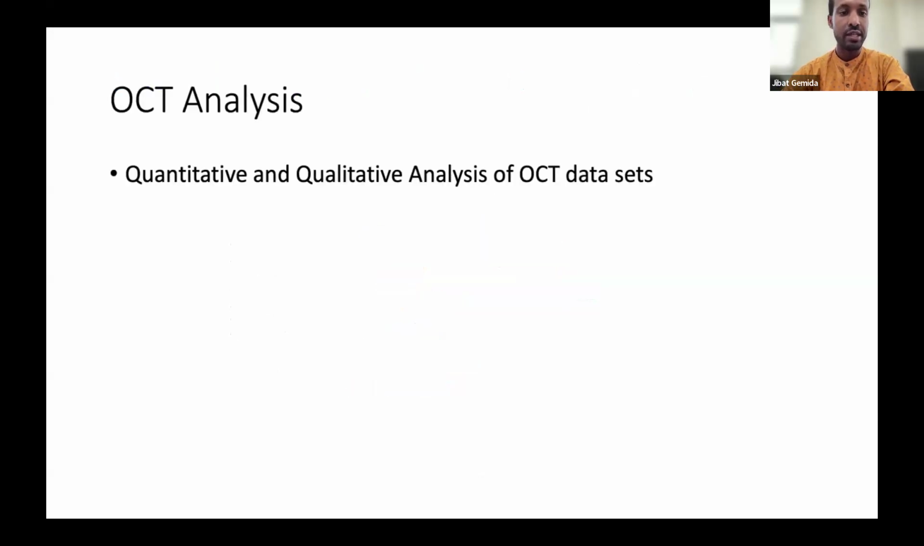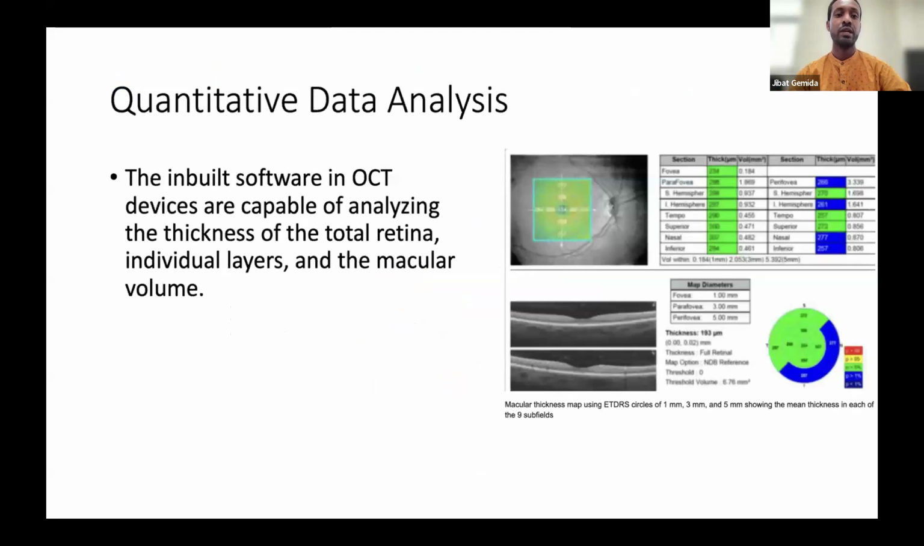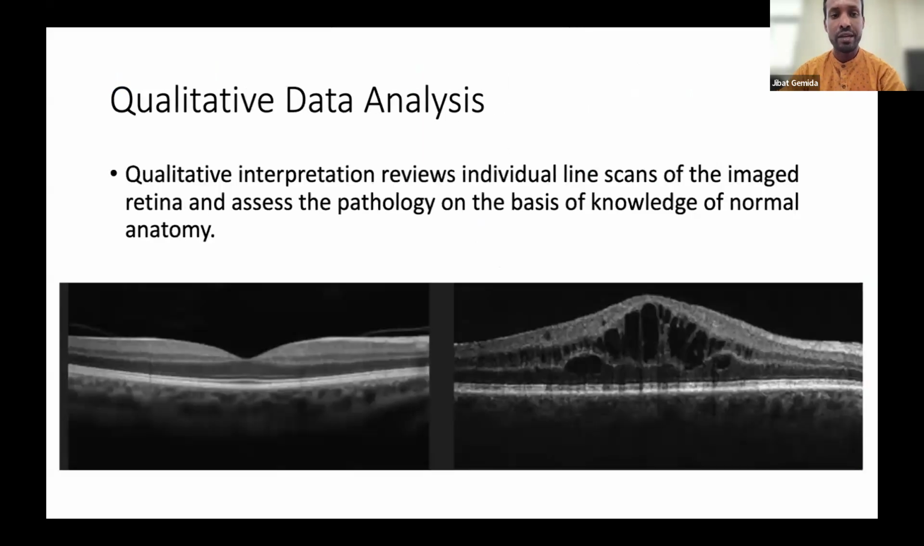OCT analysis is basically quantitative or qualitative. Quantitative analysis uses inbuilt software in OCT devices that is capable of analyzing the thickness of the retina, the individual retinal layers, and the macular volume, while qualitative interpretation reviews individual line scans of the imaged retina and assesses pathology on the basis of knowledge of the normal retina.